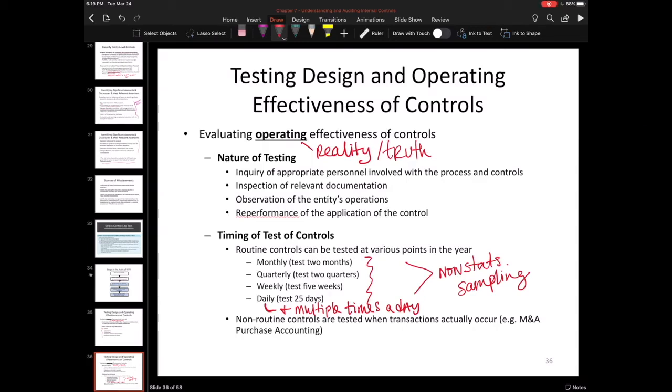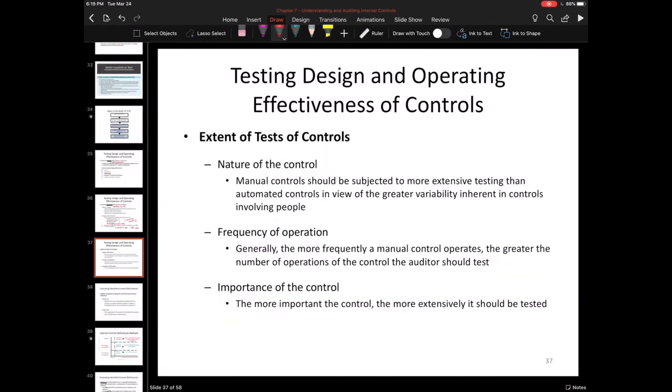And non-routine controls are tested when they actually occur. So this would be like, hey, they acquired another company. Now I'm going to look at all those controls related to M&A that they say they have. So this could be something like, oh, we get an outside valuation specialist to perform the purchase price allocation, right? It can be whatever controls they claim they have in place. So obviously you can only test that control when it happens, which may only be once every 5 years or whatever. And the extent of your test of operating effectiveness could vary based on the importance of the control.